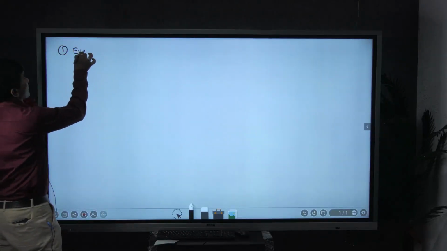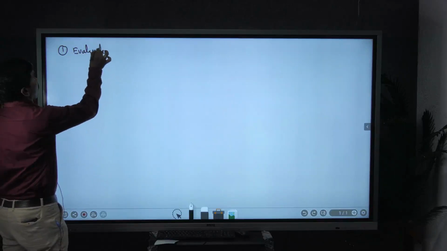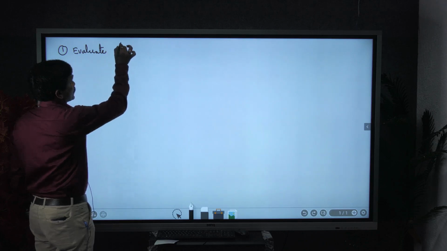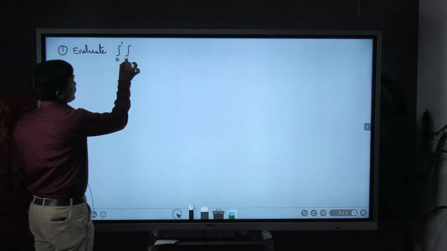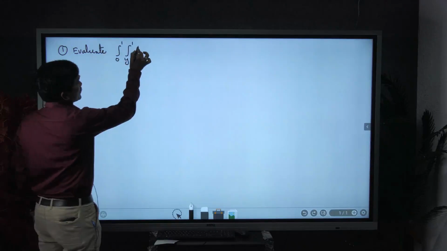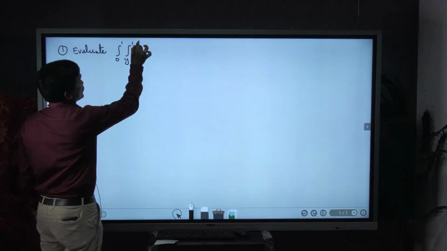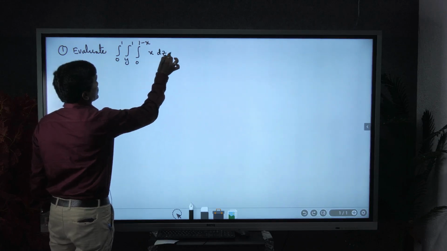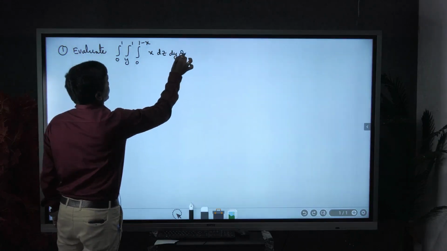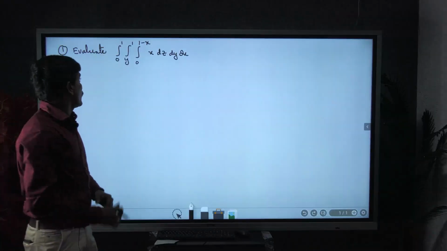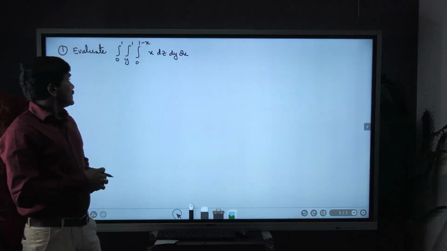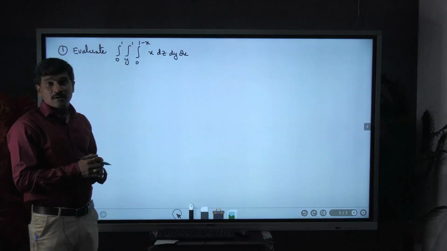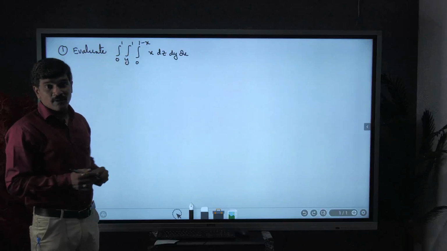Evaluate the integral from 0 to 1, integral y to 1, integral 0 to 1 minus x, dz dy dx. So this is our problem. So how to integrate this one? Here, these limits are in x and these limits are in y.